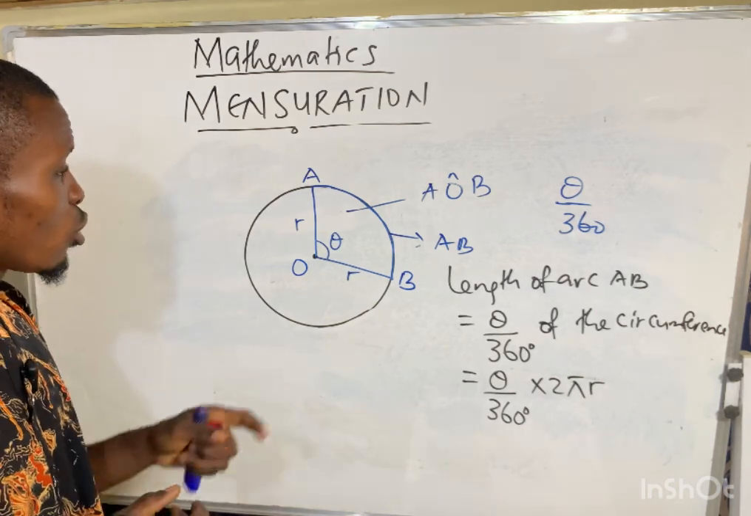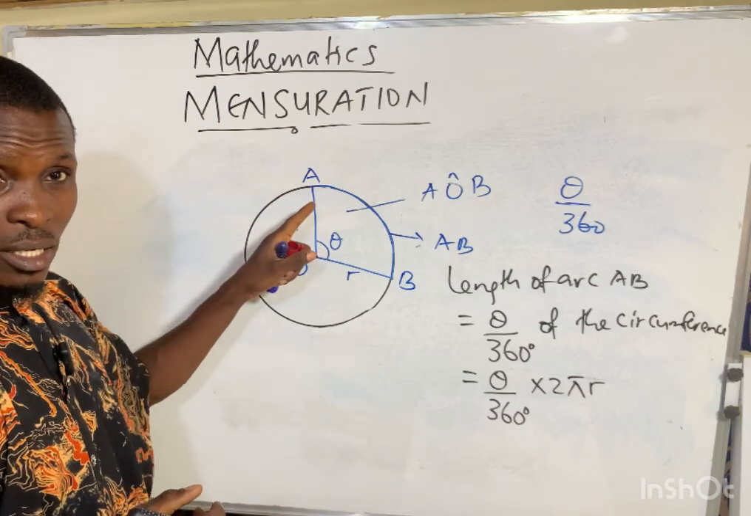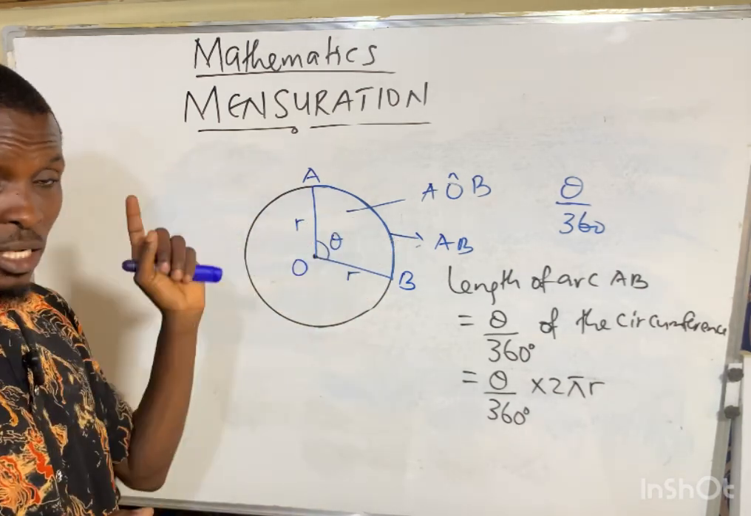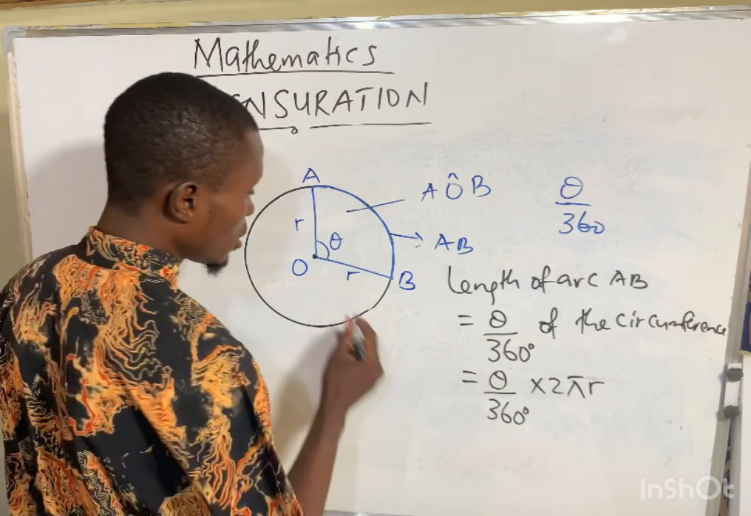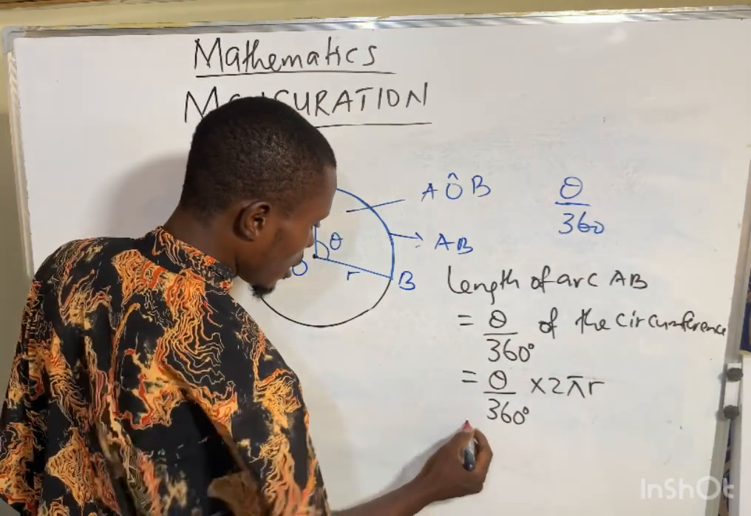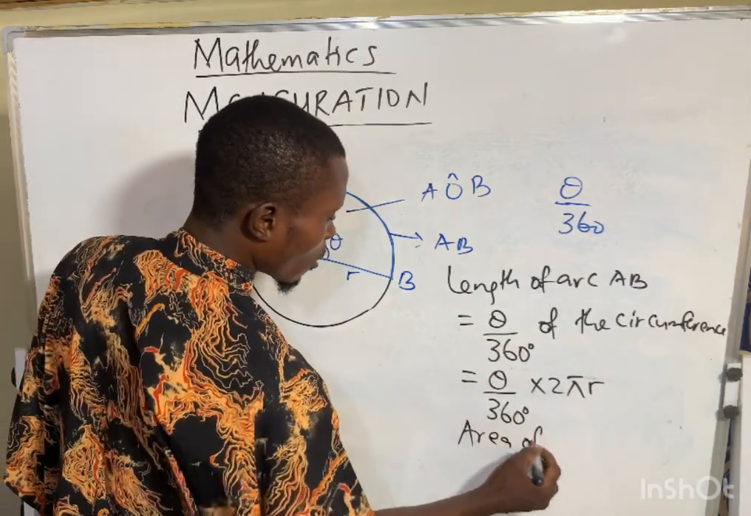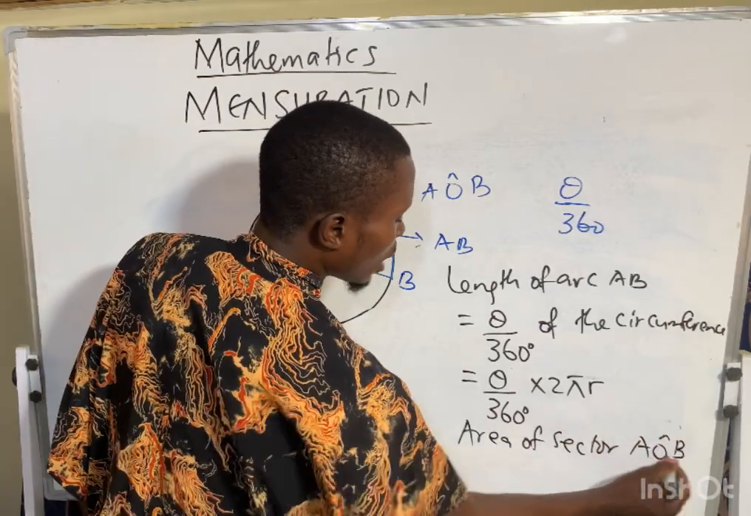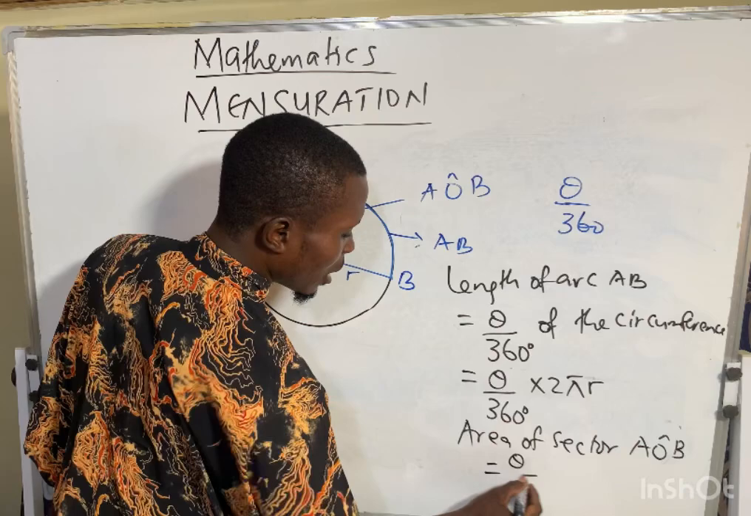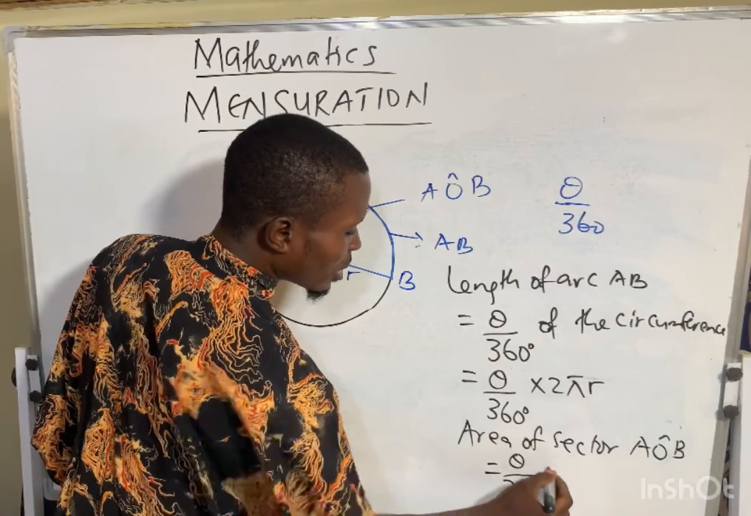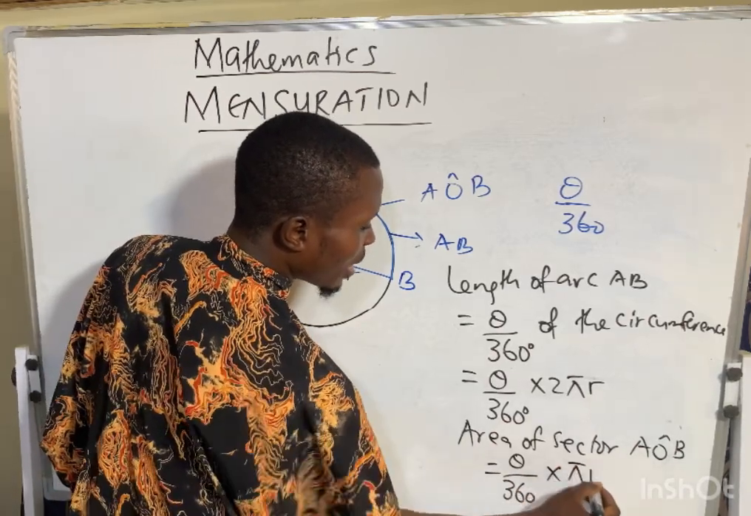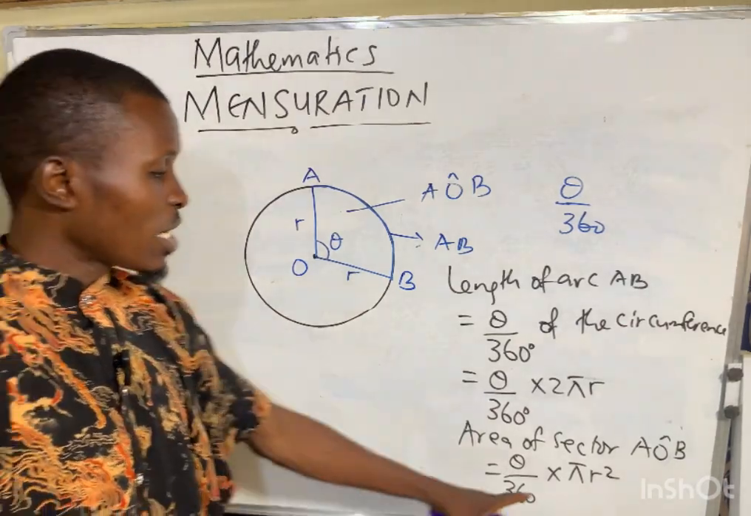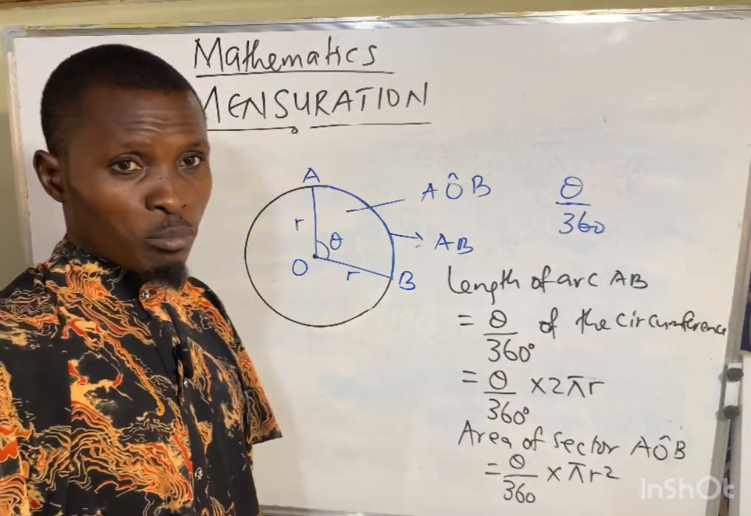All right. And recall, here we talk about area. So we'll be dealing with what now? A fraction of the total area. So the area of sector AOB can be given by what? Theta over 360 times the total area, pi r squared. All right, this is the area of the sector AOB.